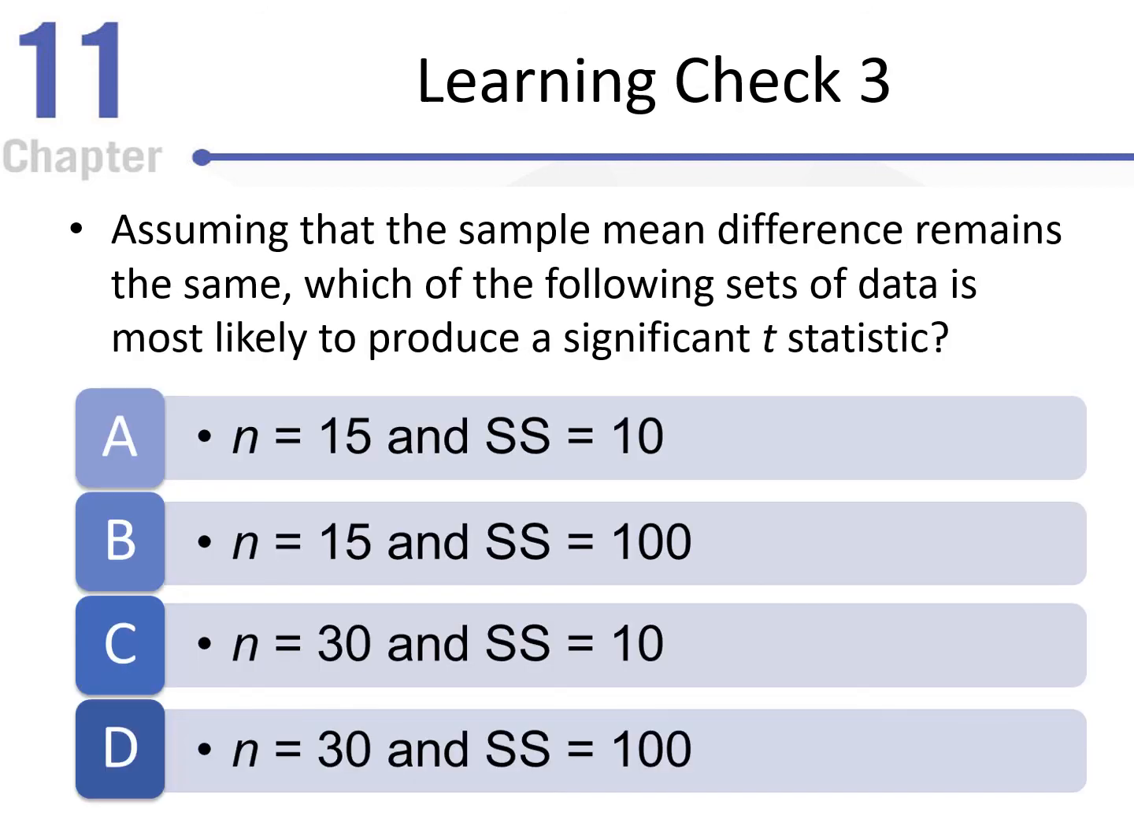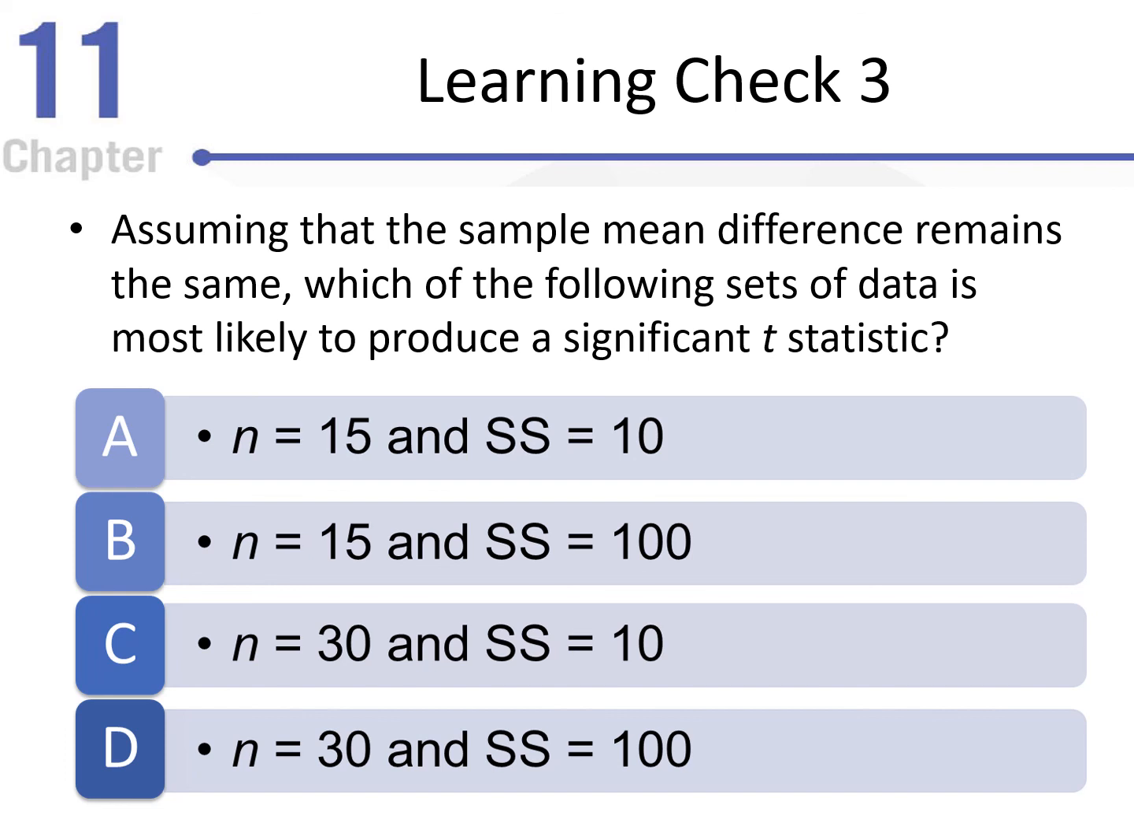Let's take a look at these last learning checks. Assuming that the sample mean difference remains the same, which of the following sets of data is most likely to produce a significant t statistic? So remember, to get a bigger t, we need a bigger sample size and we need smaller variability. So we want a large sample with small variability.